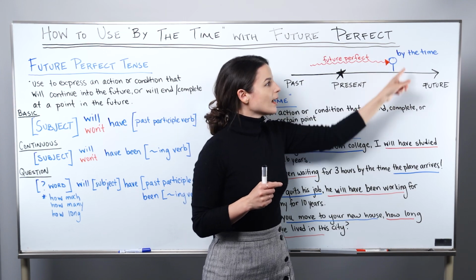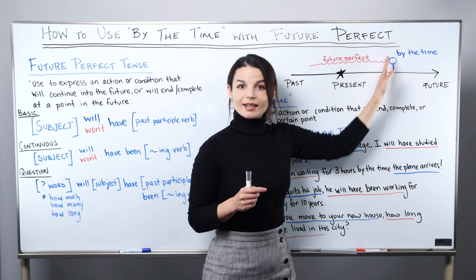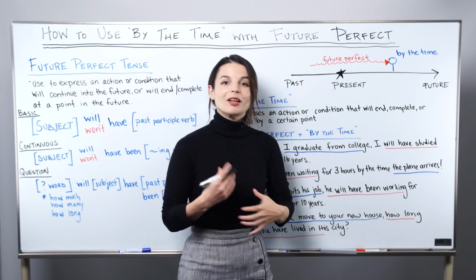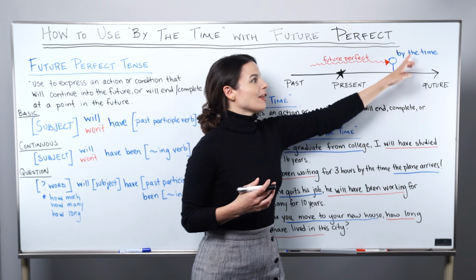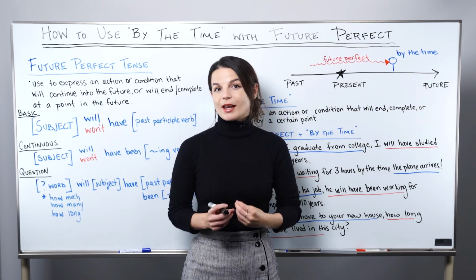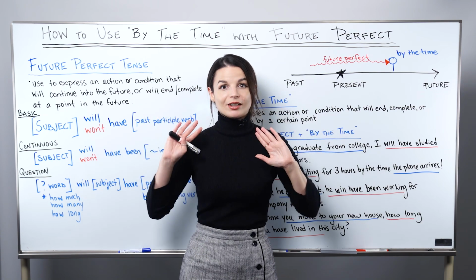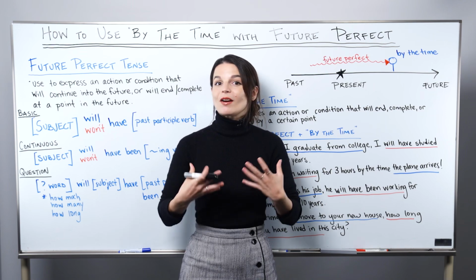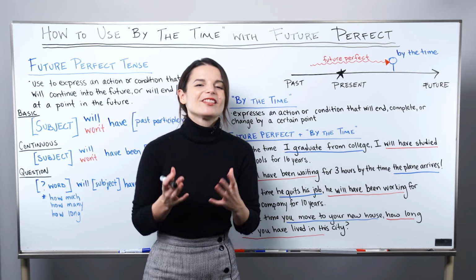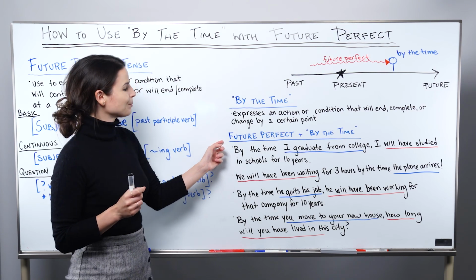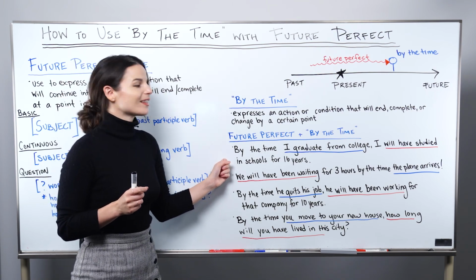So this by the time point marks something of significance, yeah? So depending on what we want to communicate, there can be lots of different things that by the time tells us, okay? So let's look at some examples of these two points together and see why they're important and how we can use them to talk about our future plans, okay? So let's look at some examples. Future perfect plus by the time. Here's the first example sentence.